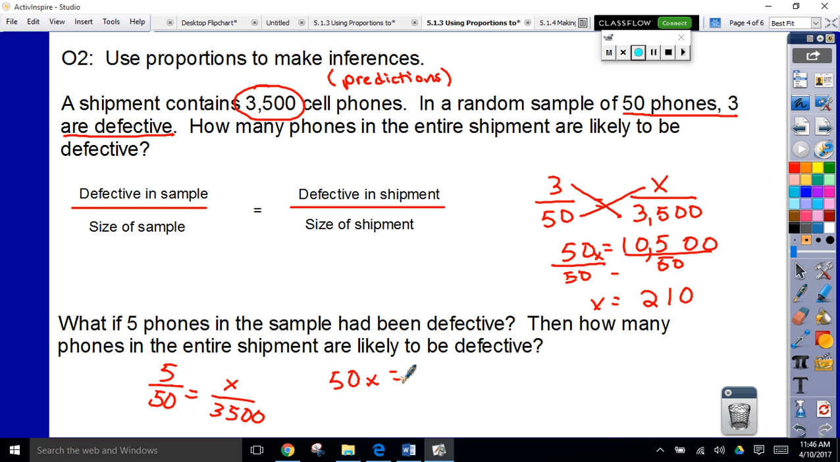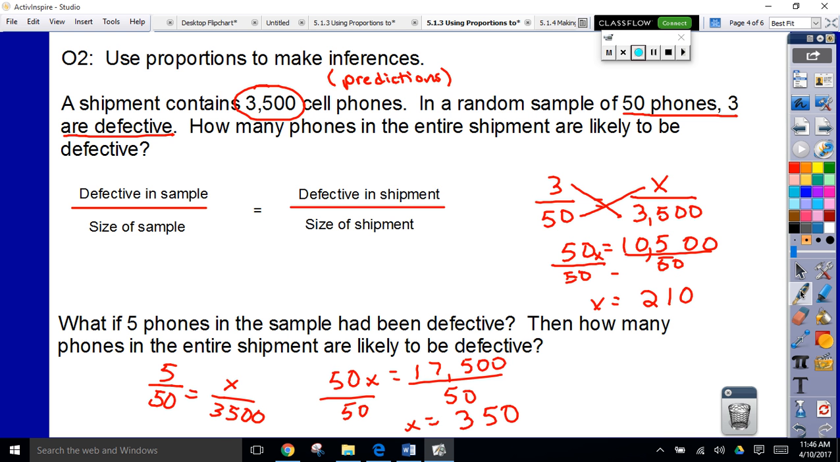3,500 times 5. 17,500. Good. And then dividing that by 50, what do we get? We get 350. Yeah, 350. Okay, any questions about what she did?